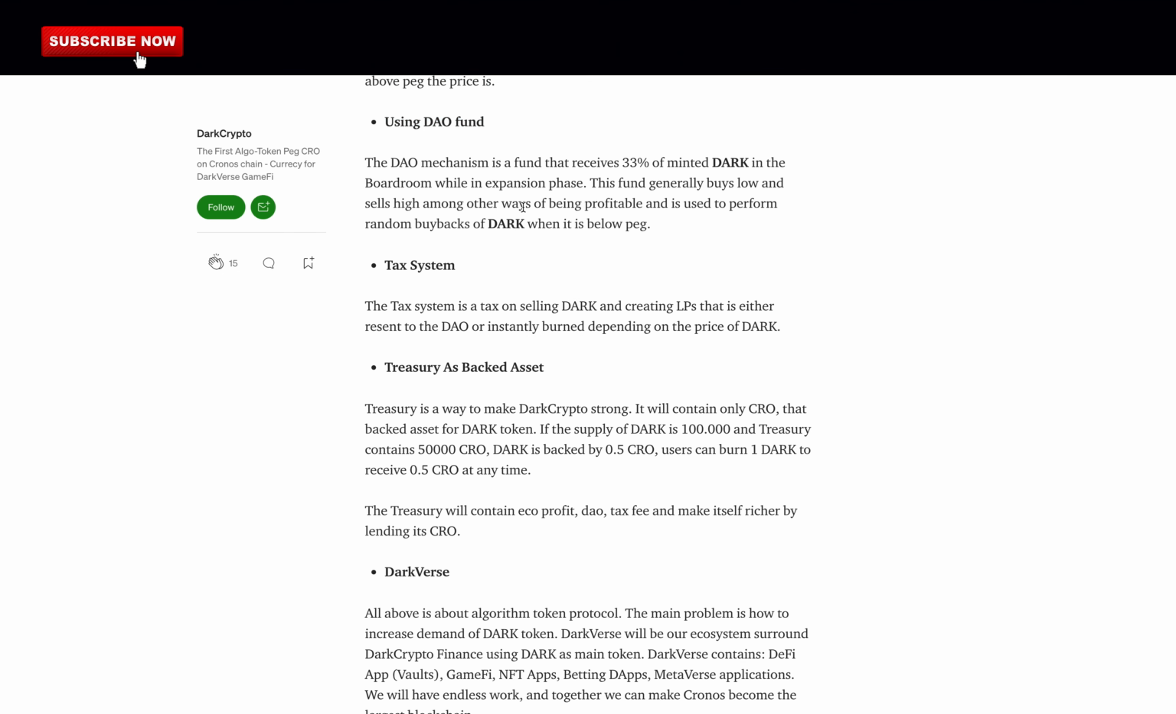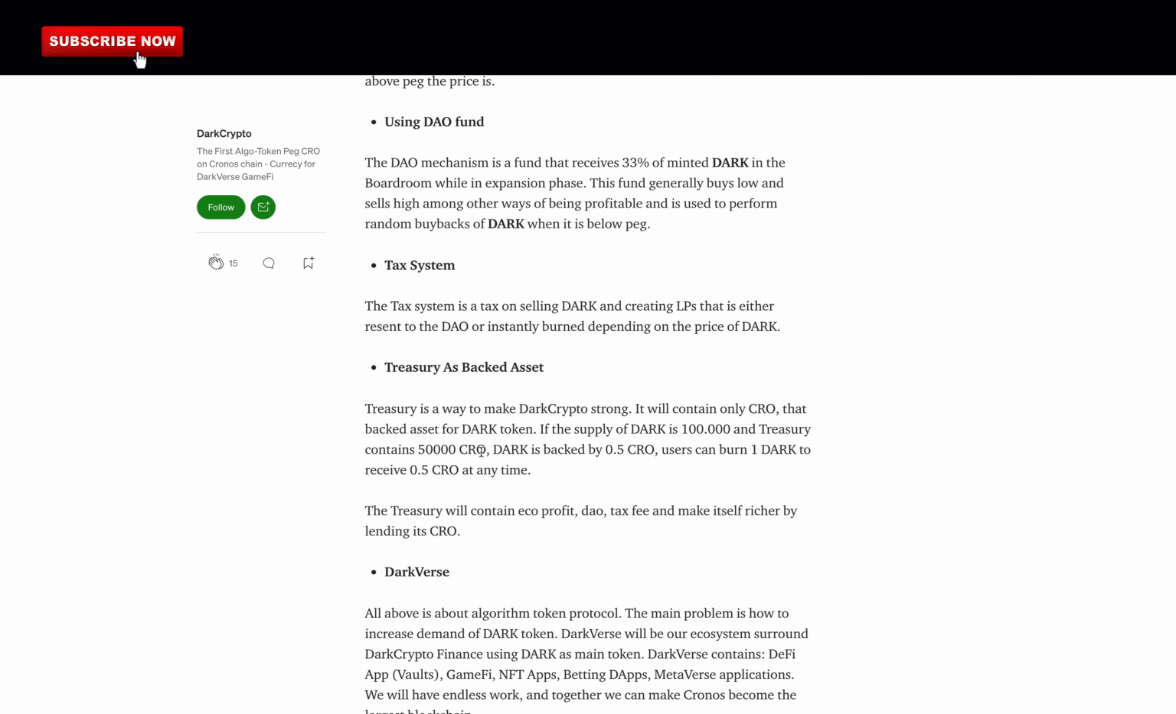This brings you to their Medium. Using DAO fund. The DAO mechanism is a fund that receives 33% of minted Dark in the boardroom while in expansion phase. This fund generally buys low and sells high among other ways of being profitable, and is used to perform random buybacks of Dark when it is below peg. The tax system is a tax on selling Dark and creating LP and is either resent to the DAO or instantly burned depending on the price of Dark.